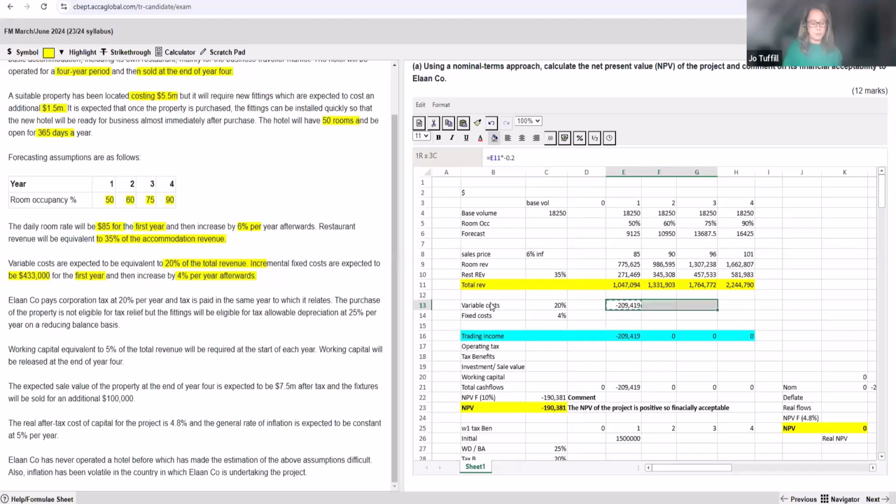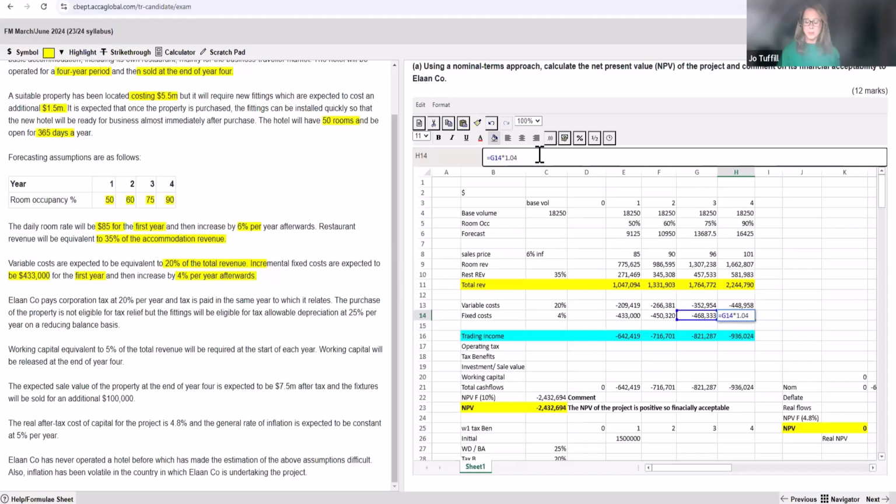Calculate that across. I put this in as minus 433,000. And then I'd reference that and times that by 1.04, and copy that across because it automatically times it up by 4%. Just so you can see how that's working. Everybody happy that they've got that correct? Yeah.